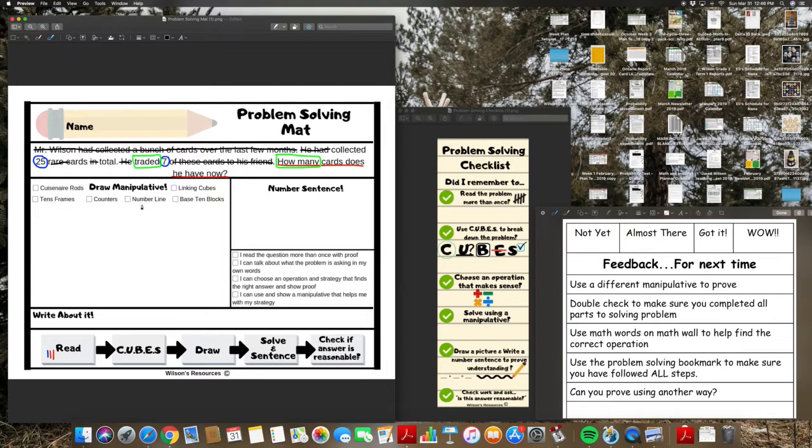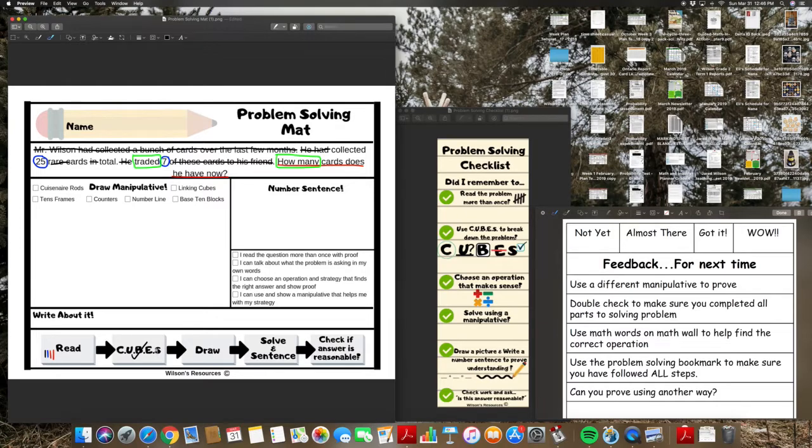And when kids read this back, now that we've eliminated all that jargon, they're going to say, oh, he has 25 and he's giving 7. I know that when you give something, you get less. Your total amount gets smaller. So I know that I'm going to be doing some subtracting. So I'm going to add another tick for reading. We have completed our cubes, and we're now about to solve.